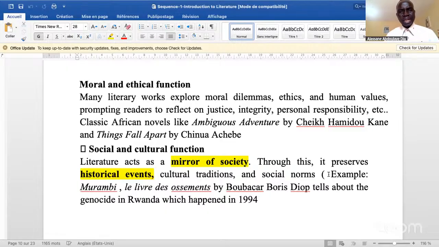Other books have a cultural function. When they have a cultural function, it means they are celebrating the culture of one community.